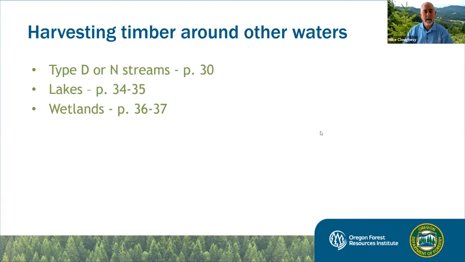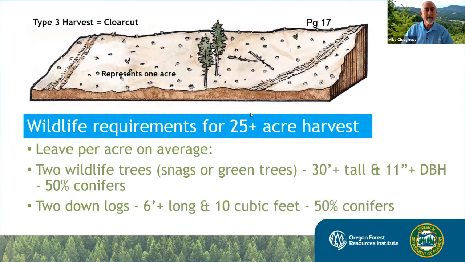All right. Well, I'm going to switch gears a little bit and take over, and I'm going to talk about wildlife. So as Joe said earlier when he was talking about the harvest type, if the harvest is less than 25 acres, you don't need to leave wildlife trees, but if it's more than 25, you do. And the simple way we remember this is 2 up and 2 down.